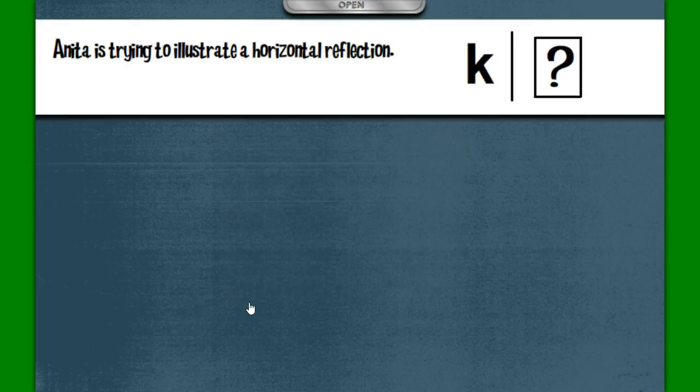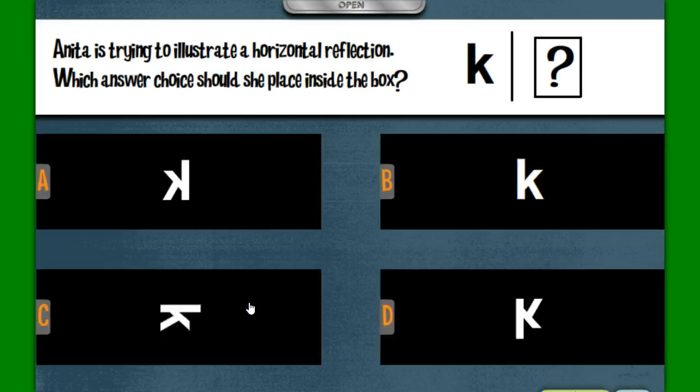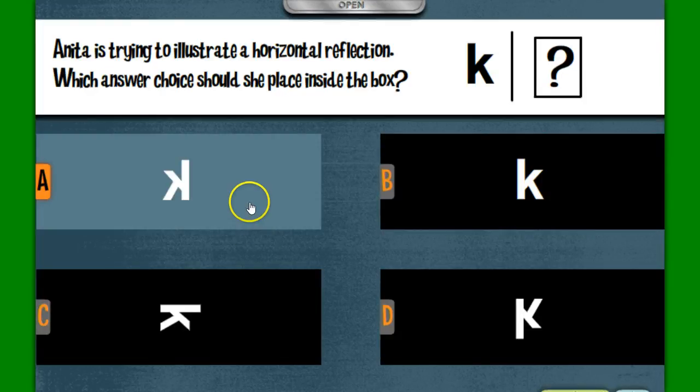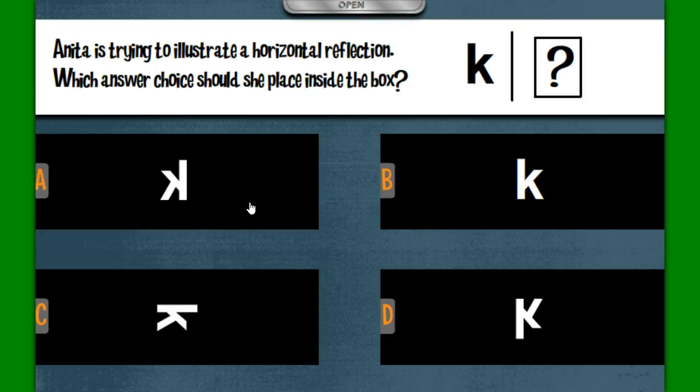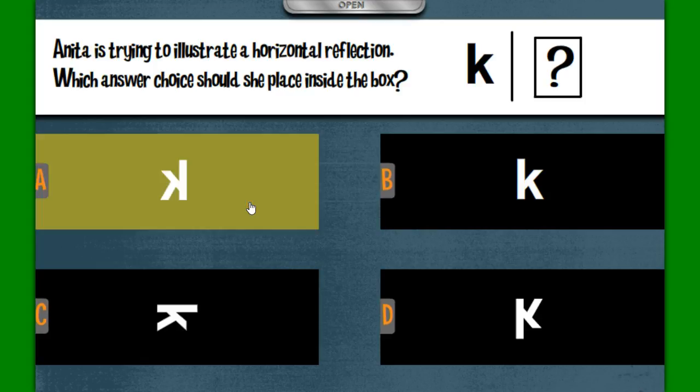1. Anita is trying to illustrate a horizontal reflection. Which answer choice should she place inside the box? A. The correct answer is A. A horizontal reflection is a reflection over the y-axis. You can also think of a horizontal reflection as the image being reflected sideways.